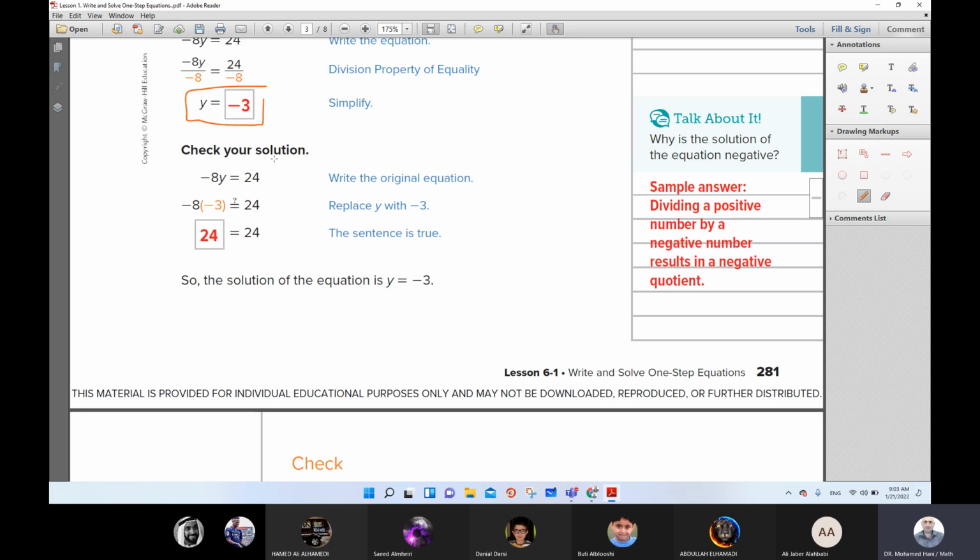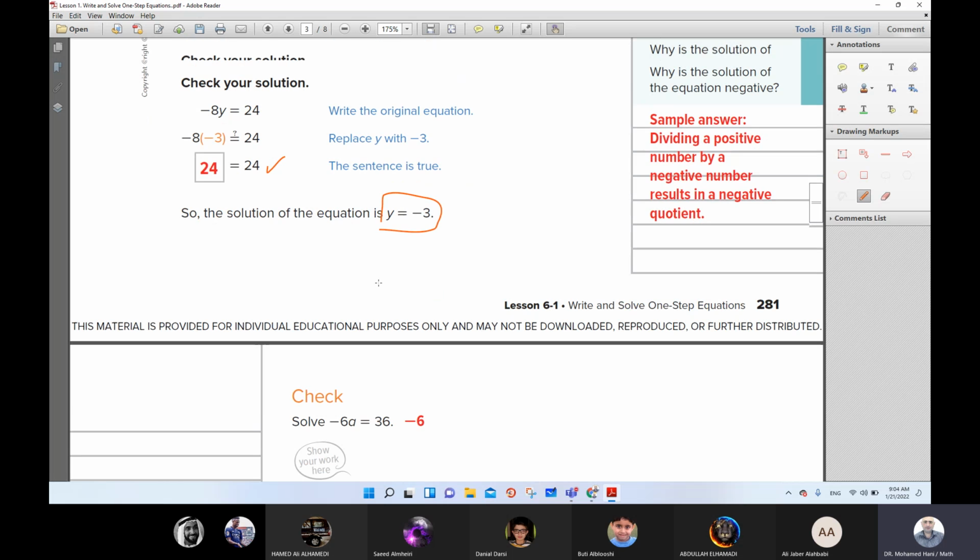Check your solution. Go back to the same equation, negative 8y equals 24. Substitute the value of y, negative 3. Is negative 8 times negative 3 equal to 24? Negative times negative is positive. 8 times 3 will be 24. Yes, 24 equals 24. So this is the correct equation, which means this is the correct solution. So the value of y equals negative 3.